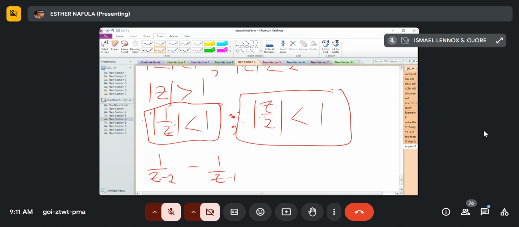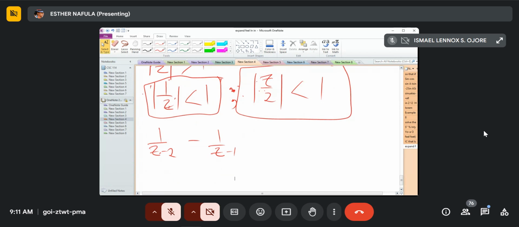Guys, there's no rocket science here. Sam? We'll apply condition 1 to the second fraction and condition 2, where mod z over 2 is less than 1, to the first fraction.